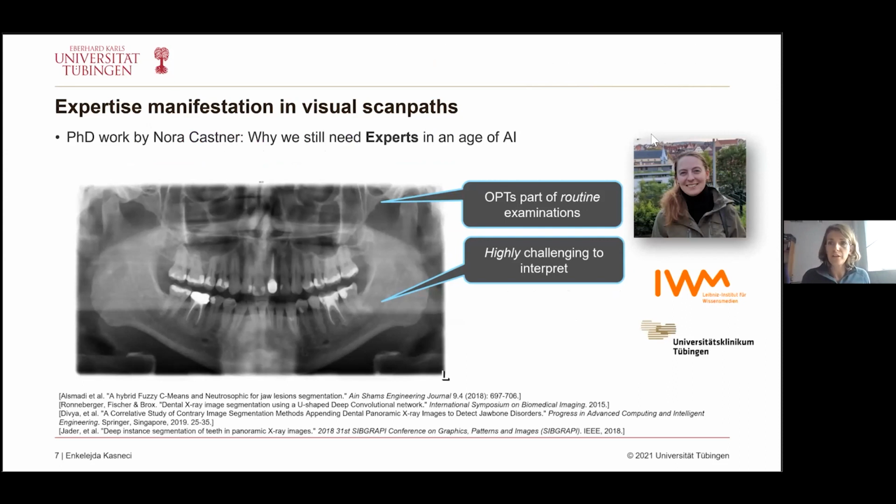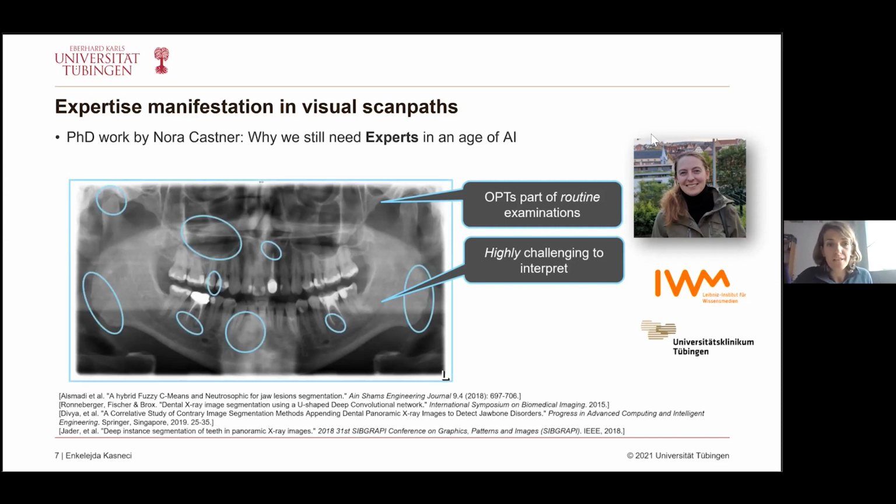What you see here in this image are so-called OPT images, or panoramic radiograph images of our mouth, like those taken when you go to the dentist, for example, which are considered to be probably among the most challenging radiograph images of the body. Why? Because there is a lot of anatomical structure hidden in those images, and a lot of things that are pretty hard to detect going beyond the sole teeth area.